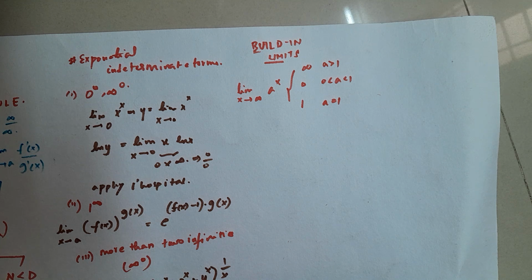The second case is when the value of a lies between 0 and 1. So that's a fraction. If you multiply a fraction by itself again and again and again, we end up at 0, or a value very close to 0. And the last case is when a is 1. If you multiply 1 by 1 by 1 by 1 by 1, the result will be 1. So that's the third case. That's just one example of built-in limits.